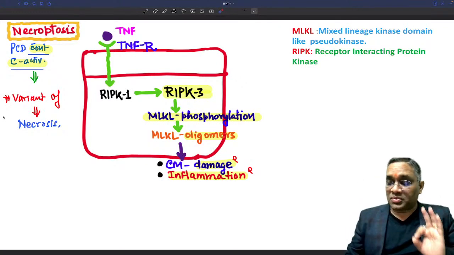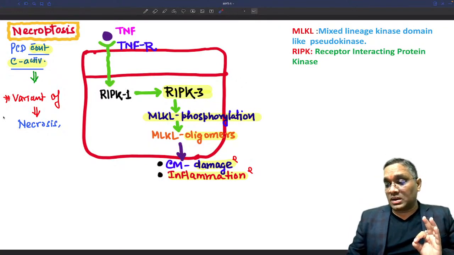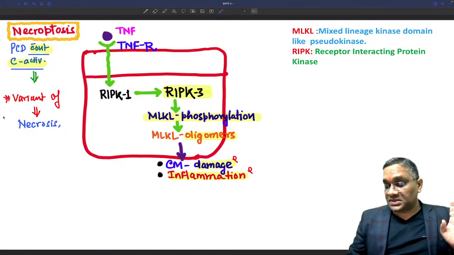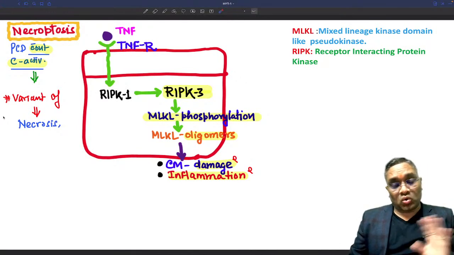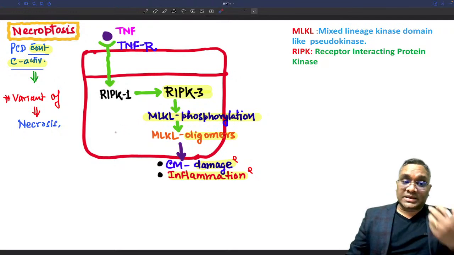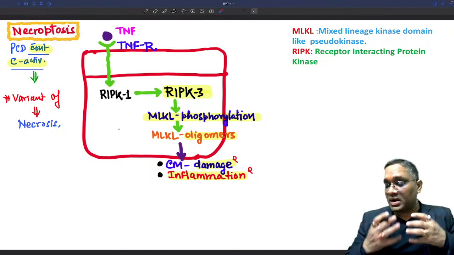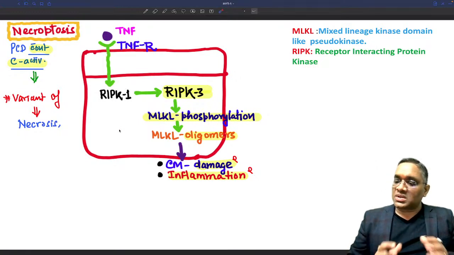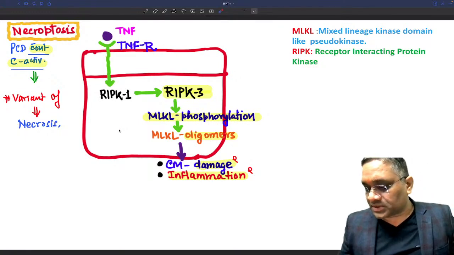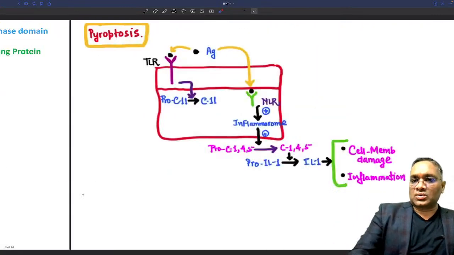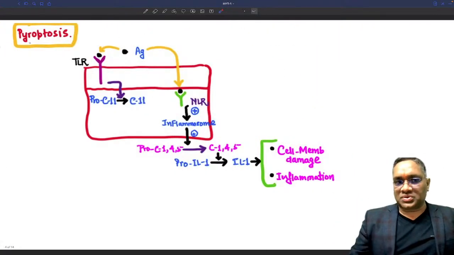Please remember, in apoptosis, the cell membrane will be intact and there will be no inflammation. But in necrosis or necroptosis or any other condition where the cell membrane is getting damaged and there is inflammation, they will be considered a variant of necrosis, right? Very good. So now just have a look at pyroptosis.